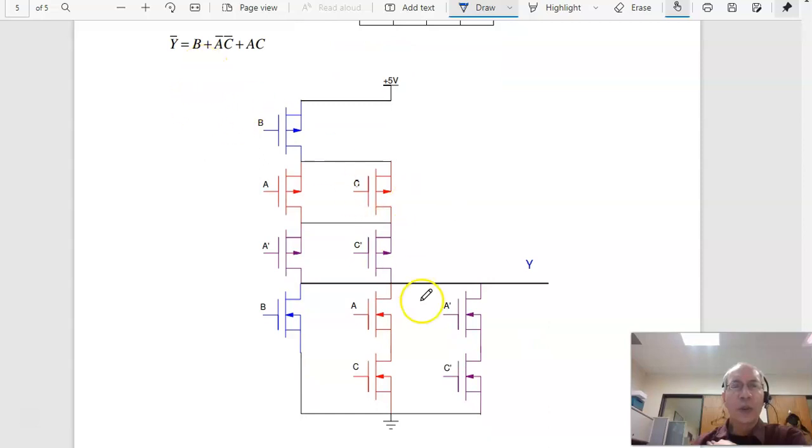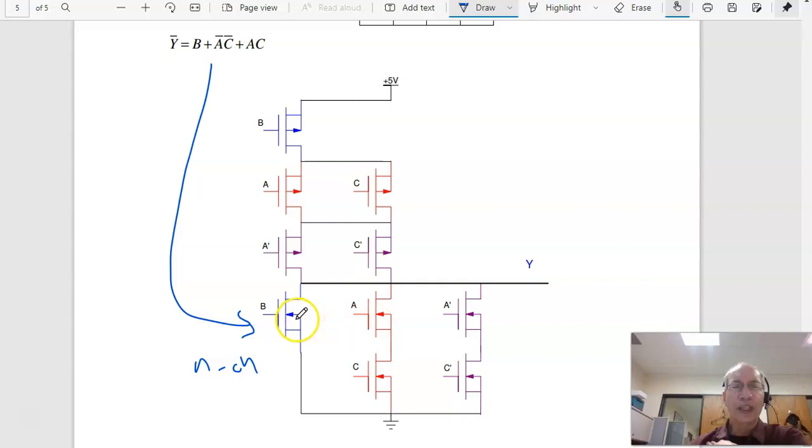On the low side, Y bar, when these are true, I'm pulling it low, so that's what I'm implementing. That's using N-channel MOSFETs. That's going to be B or A bar and C bar, or A and C. Series is and, parallel is or. That's the low side. The high side is De Morgan's law. Series becomes parallel, parallel becomes series.